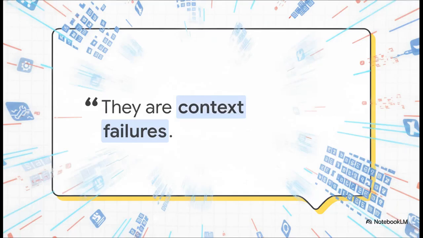Think about it. When you drop a long-running agent into a production environment, it has to pull up information, use tools, make multi-step decisions. And when these agents fail, you might assume it's because of a weak model or a poorly written prompt. Nope. As Dr. Nabanita Sinha points out in her research, they are context failures. The model literally just gets lost because the context around it becomes incomplete, stale, or completely overloaded.